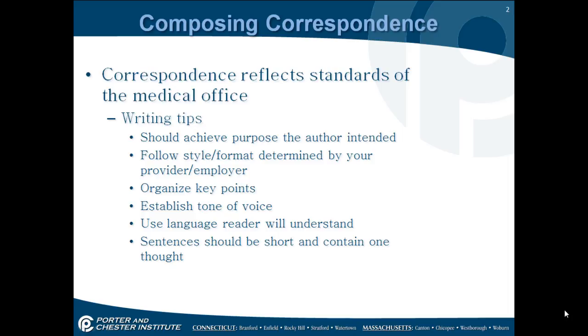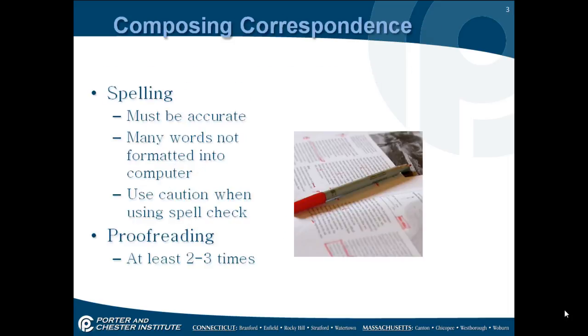Use language that the reader will understand. You probably will not want to use medical jargon. Your sentences should be short and contain one thought. Your spelling must be accurate. Many words are not formatted to the computer, especially medical terms.